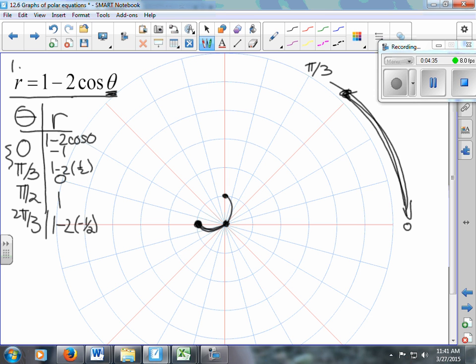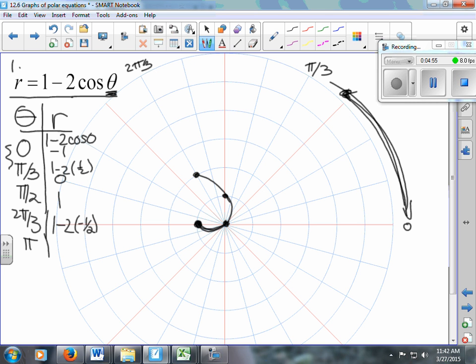So at 60 degrees, which is here, this is 2 pi thirds, I have an r of 2. So I'm going to go out 2 from the origin and plot that point. Now I'm going to connect to there. Okay, let's continue on. Let's do theta equals pi.